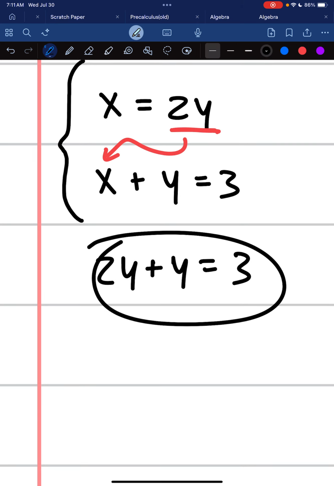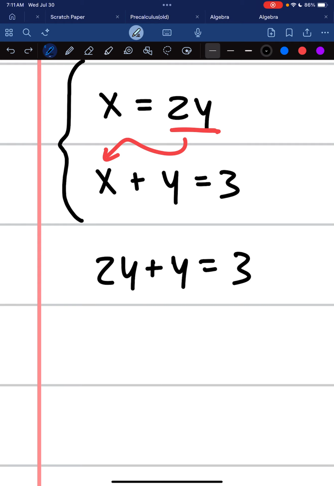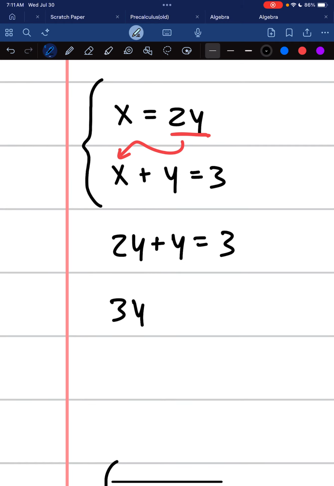When we've reduced this equation into 2y plus y equals 3, we can simplify it as 3y equals 3, and now I can divide both sides by 3, and I get that y is equal to 1. So once you reduce an equation into just one variable, you're actually able to solve it.